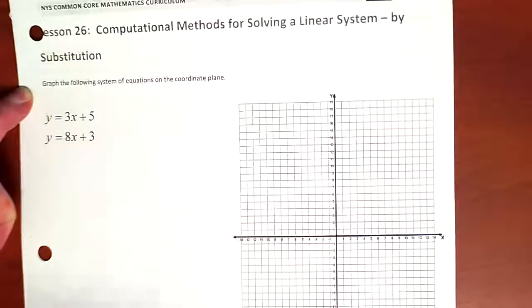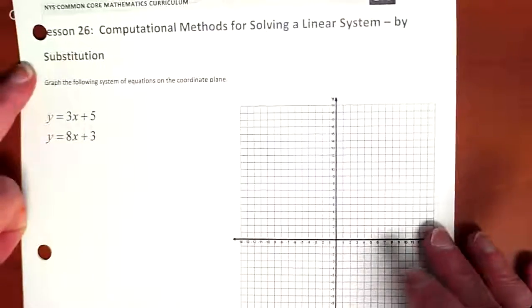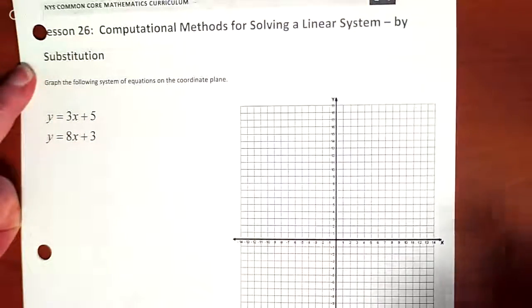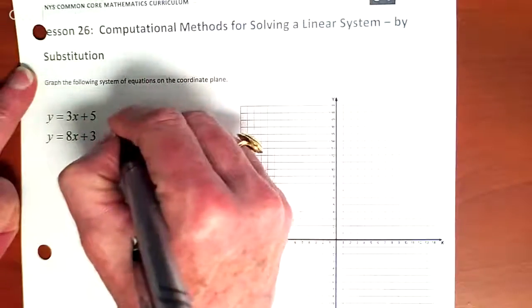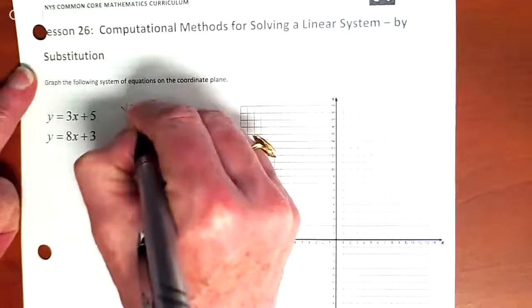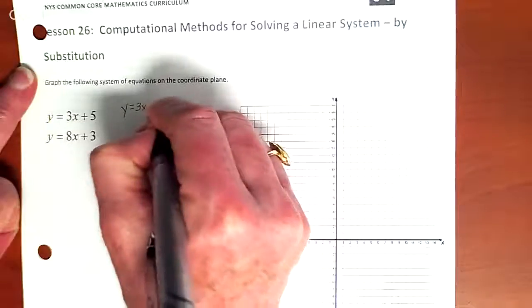This is lesson 26, computational methods for solving a linear system by substitution. Graph the following system of equations on the coordinate plane. So if I graph this one first, we have y equals 3x plus 5.